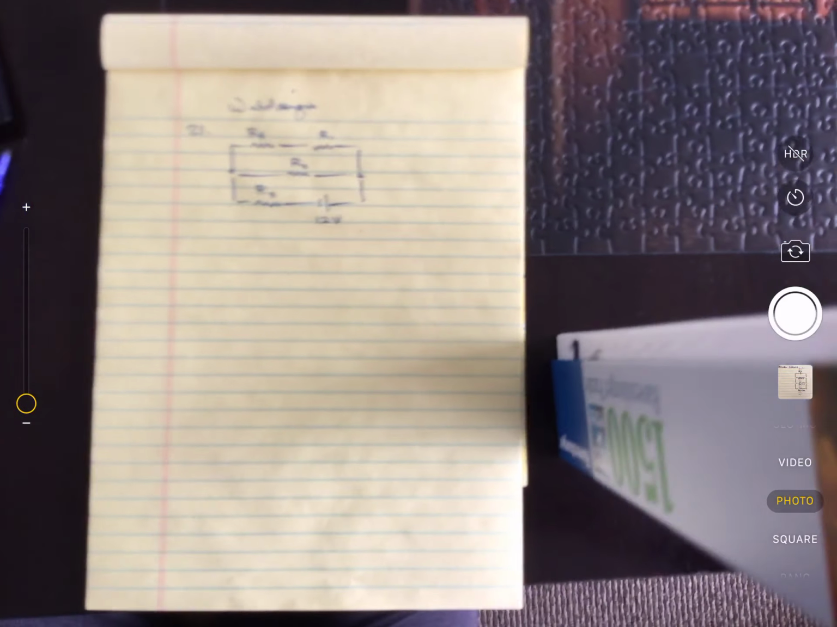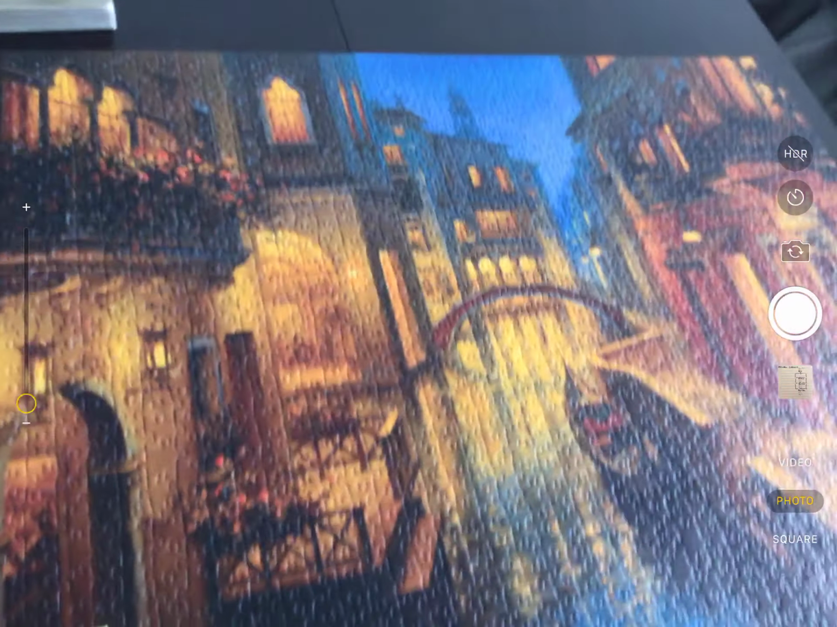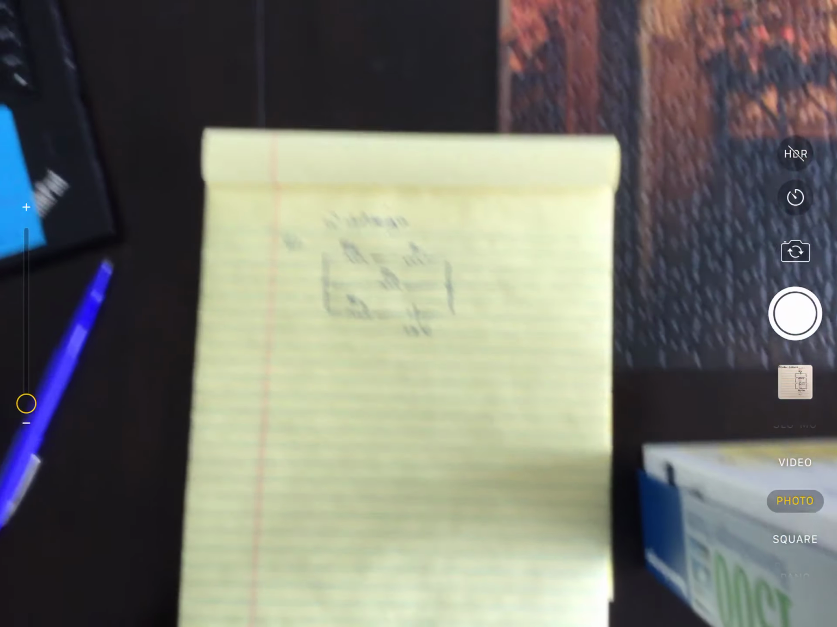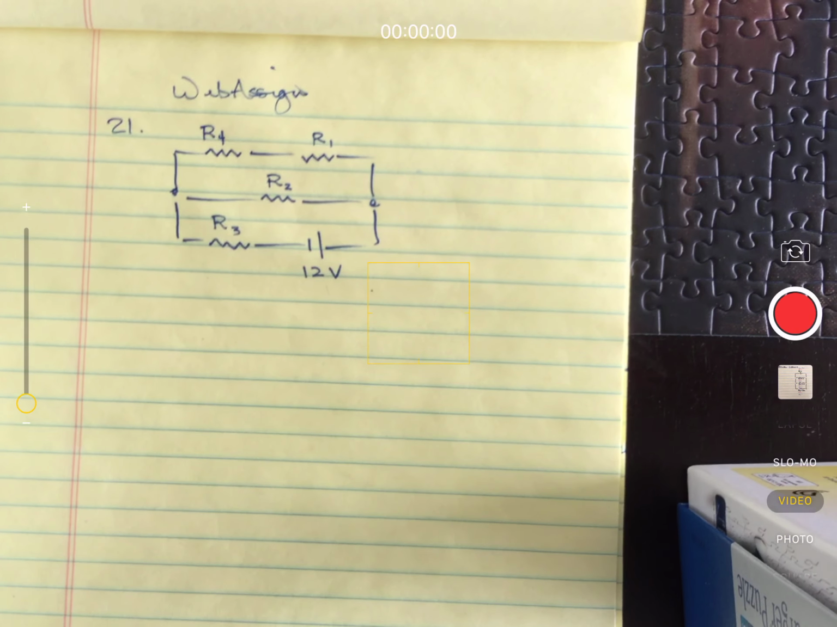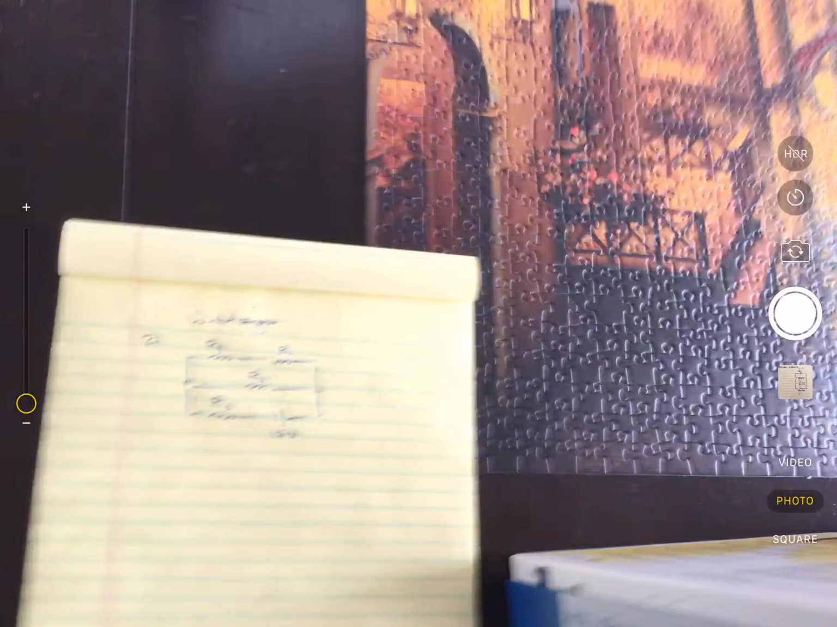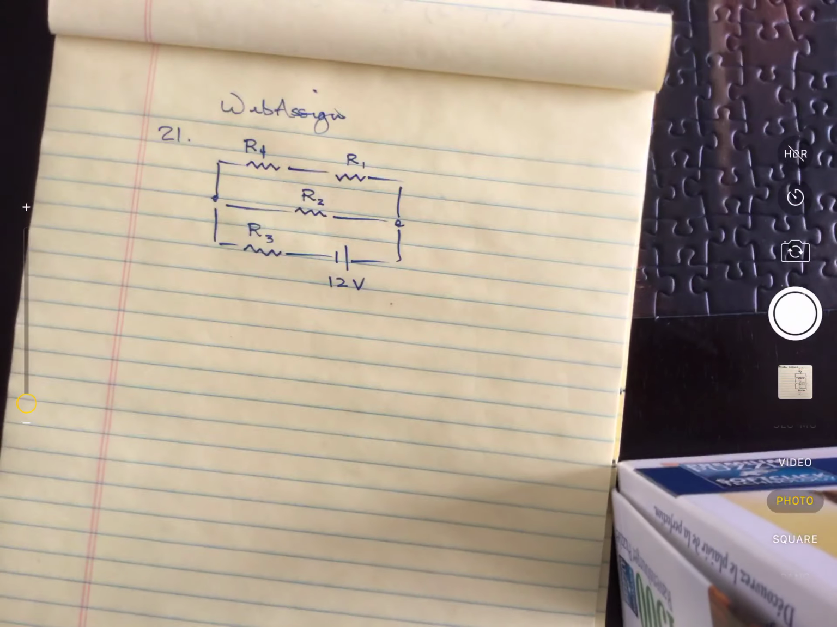I'm going to switch over to camera though. And see my puzzle there? How cool is that? I need more puzzles though. They're all sold out now. All right. I guess I can just actually do photo. So let me zoom in a little more.